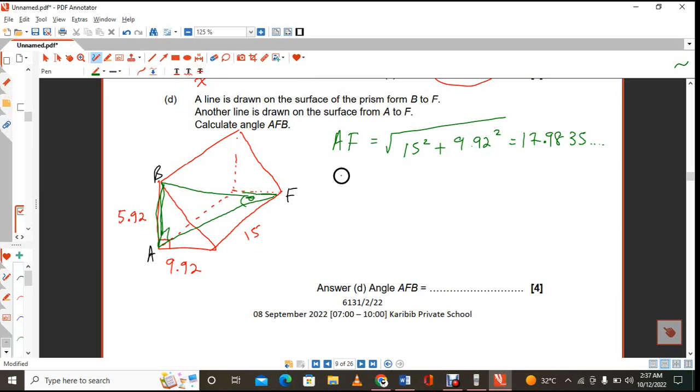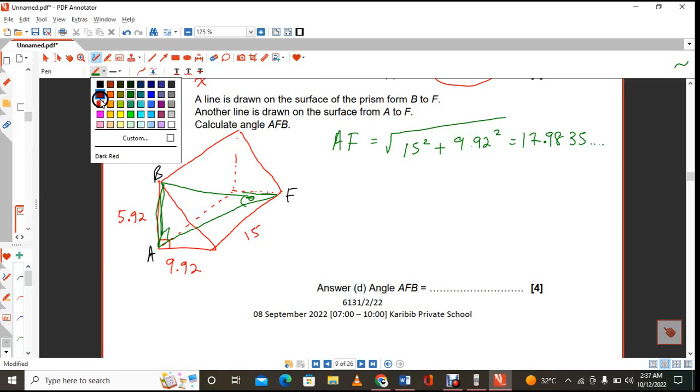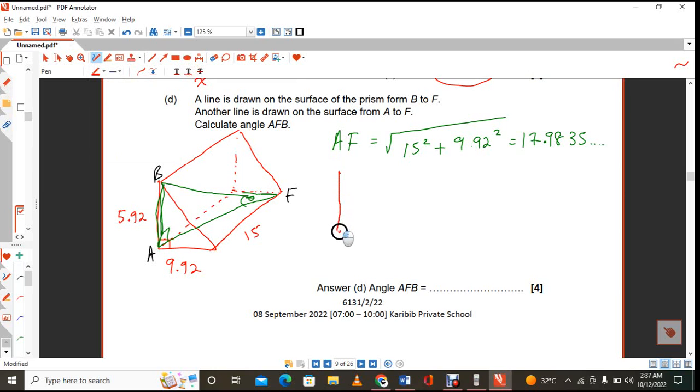We can just simply draw it freehand. So let's have the triangle I have now. I have a triangle BAF. Okay, it's going to be a right angle triangle. It's that green one that I'm having there. A to F, we already now determined, is about 17.98. BA is 5.92.